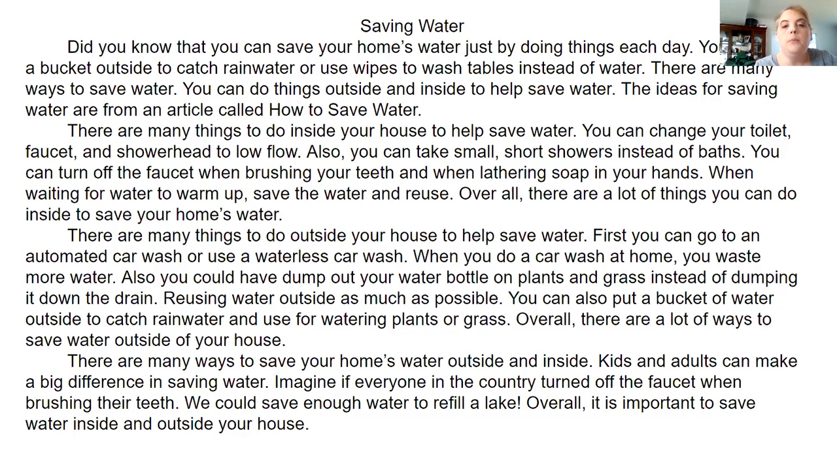Also, you could have dumped out your water bottle on plants and grass instead of dumping it down the drain. Reusing water outside as much as possible. You can also put a bucket of water outside to catch rainwater and use for watering plants or grass. Overall, there are a lot of ways to save water outside of your home or house. There are many ways to save your home's water outside and inside. Kids and adults can make a big difference in saving water. Imagine if everyone in the country turned off the faucet when brushing their teeth. We could save enough water to refill a lake. Overall, it's important to save water inside and outside your house.